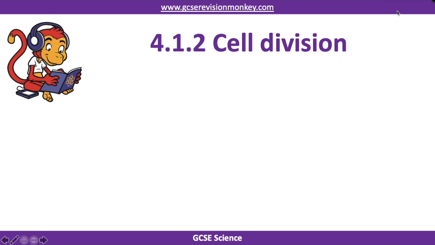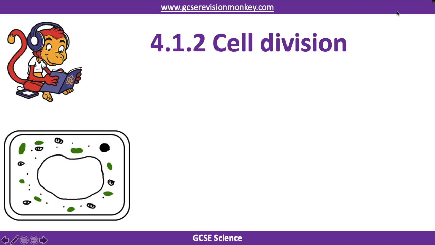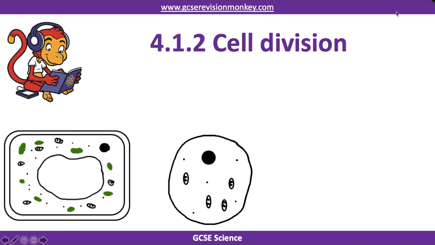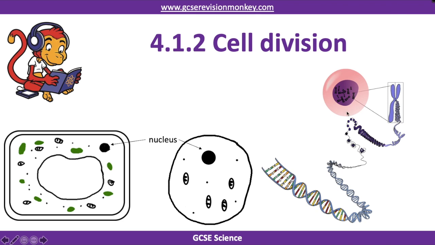So in this topic of cell division, we need to know a little bit about chromosomes. So plant cells and animal cells both have a nucleus. And if we zoom into a nucleus here, the nucleus of a cell contains chromosomes, and the chromosomes themselves, if they're unravelled, will show this really long DNA molecule. So the chromosomes are within the nucleus, and the chromosomes are made up of a DNA molecule.